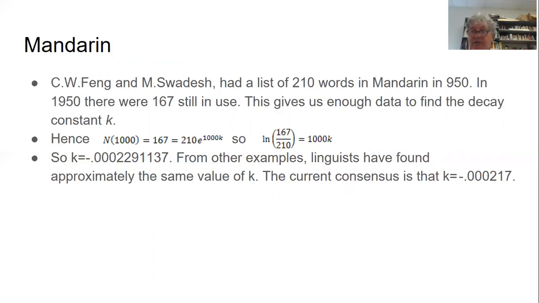There have been other studies for this, and linguists have found approximately the same value of k. By taking an average of all these constants, the current consensus is that k is negative 0.000217. And so that's the value we're going to use when we're doing things.